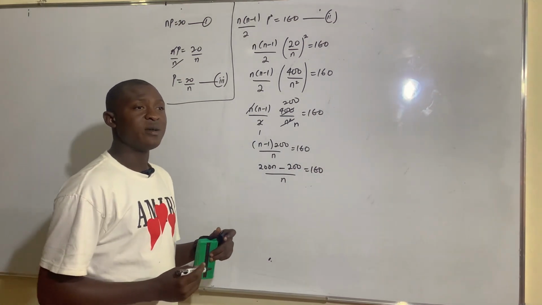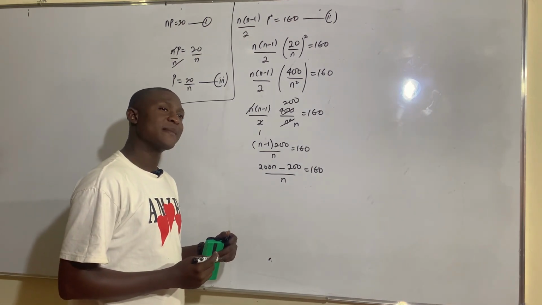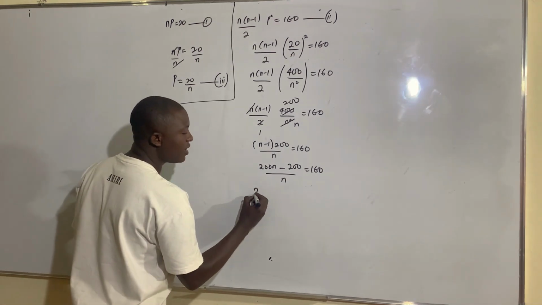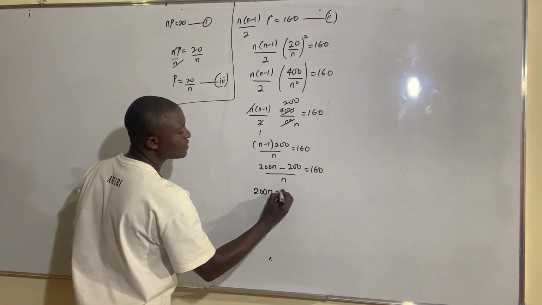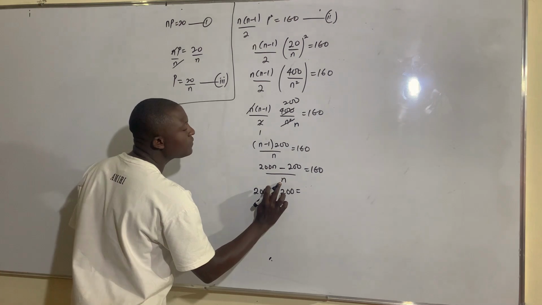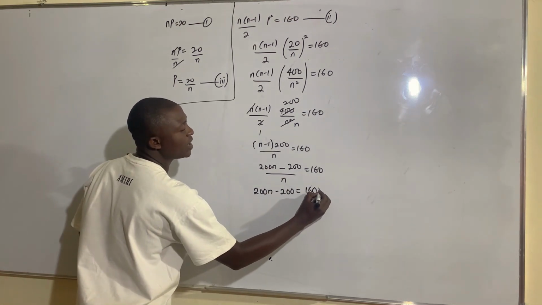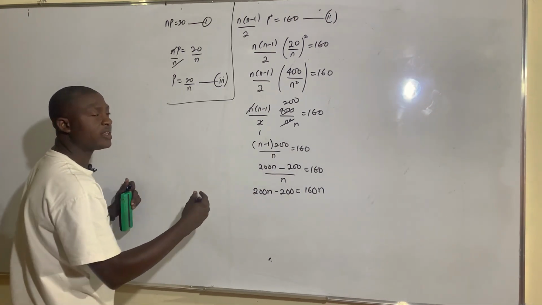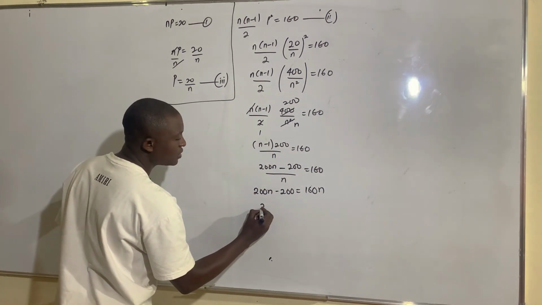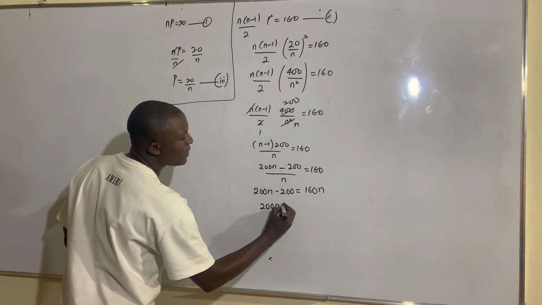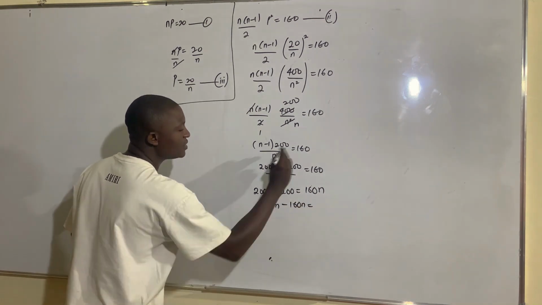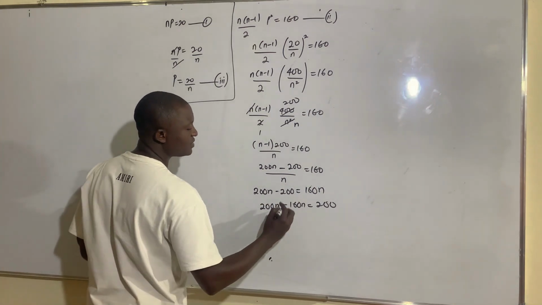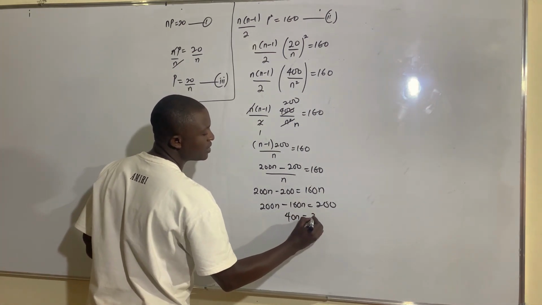What's going to be the next step now? Yes, exactly. You just have to cross multiply. If I cross multiply, that means we have 200n minus 200, and n multiplied by 160 of course gives 160n. So I can easily collect the like terms now. If I collect the like terms, we have 200n minus 160n equals 200. So 200n minus 160n, of course, is 40n equals 200.